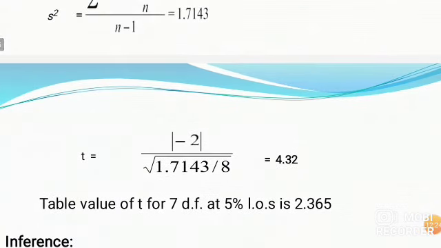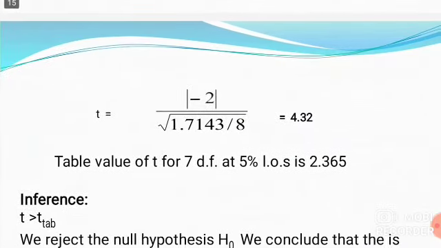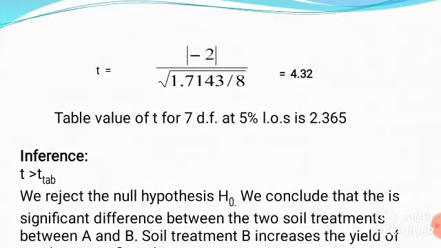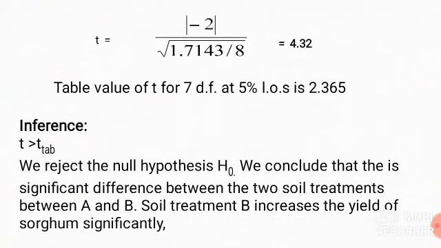Now we compare the table value of t for 7 degrees of freedom at 5% level of significance, which is 2.365. Now the conclusion: calculated t is greater than tabulated t, so we reject the null hypothesis. We conclude that there is a significant difference between the two soil treatments A and B. Soil treatment B increased the yield of sorghum significantly. Okay, dear student.